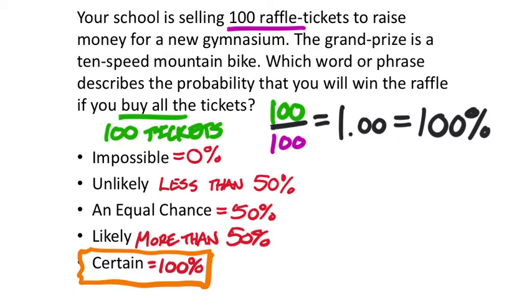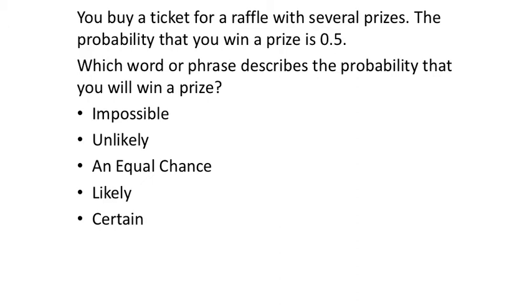It's certain. Well, let's say you buy a ticket for a raffle with several prizes. The probability that you win a prize is 0.5. Now, just to clarify, I do want to see this as a percent, because that's kind of what we've been comparing this as. So that'd be 50%. Some people say move the decimal 2 times to the right. Doesn't matter. As a fraction, that would come out as 1 out of 2. Now you could even ask at this point, well, how's there only 2 options on this one? Well, you can either win or lose. So that's why there's 2 options.